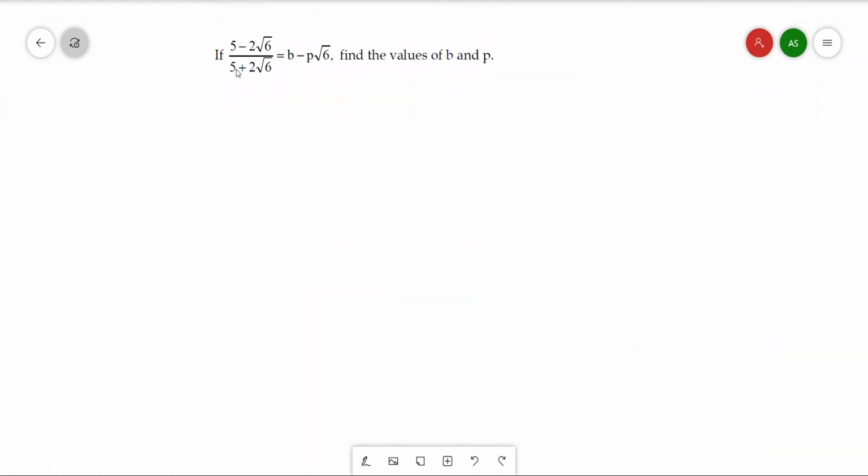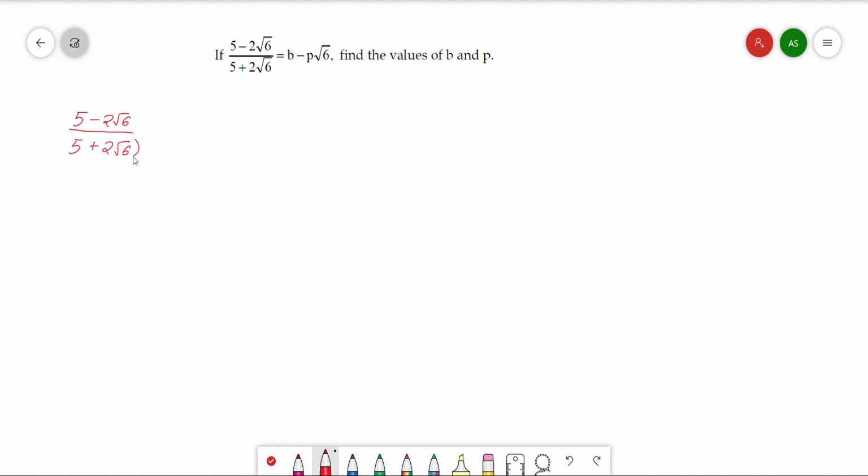It's given that 5 minus 2 root 6 upon 5 plus 2 root 6 is equal to b minus p root 6. Find the values of b and p. So we will take the left hand side of this question, that is 5 minus 2 root 6 upon 5 plus 2 root 6. Before moving to the next part, once again we will see that its denominator is irrational, so we will try to make the denominator rational.